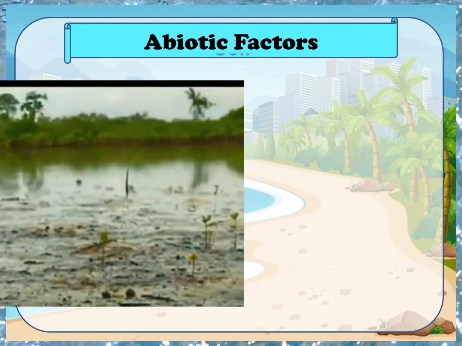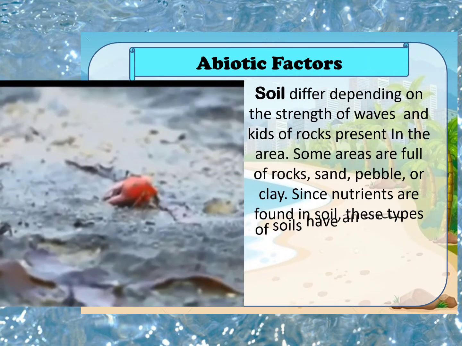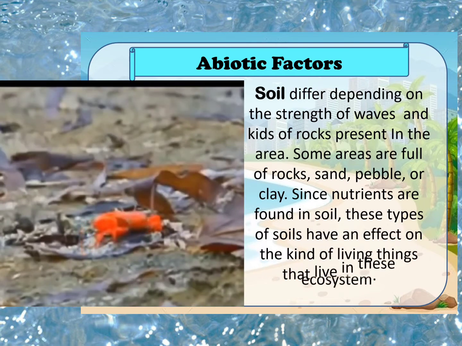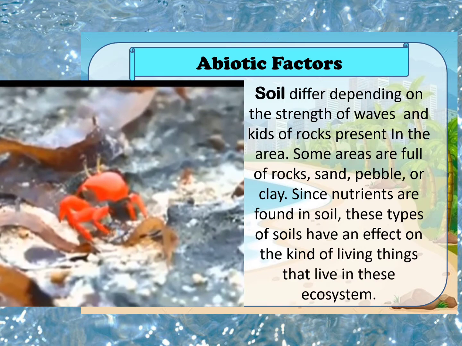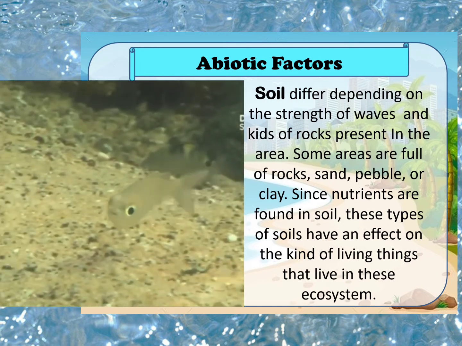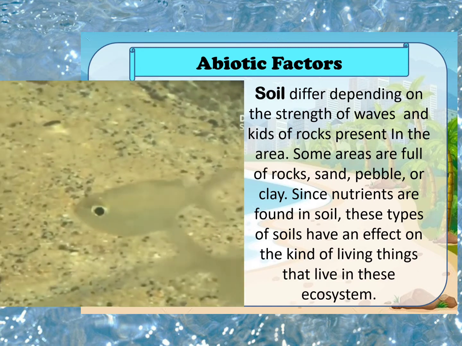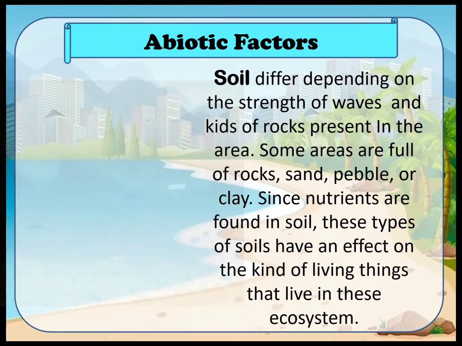Lastly is the types of soil. Soil differs depending on the strength of waves and kinds of rocks present in the area. Some areas are full of rocks, sand, pebbles, or clay. Since nutrients are found in soil, these types of soil have an effect on the kind of living things that live in this ecosystem.